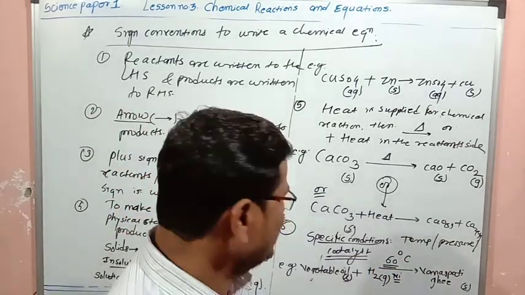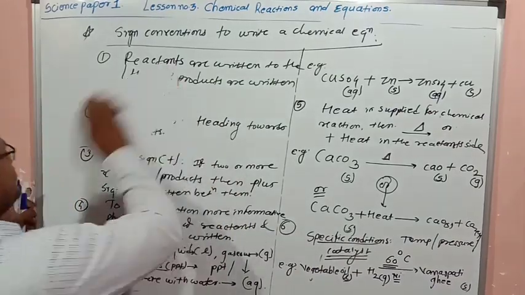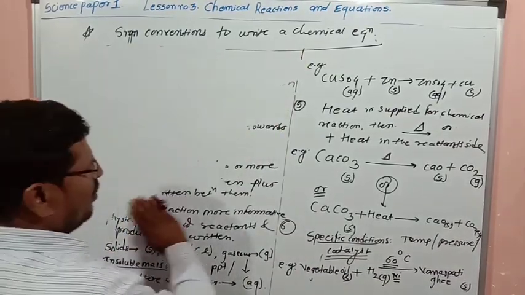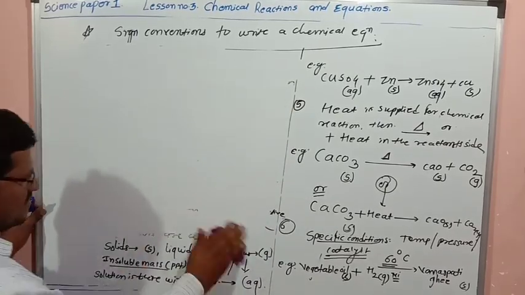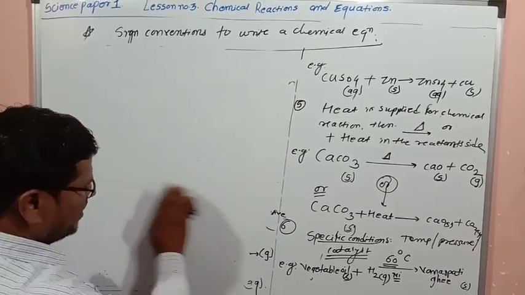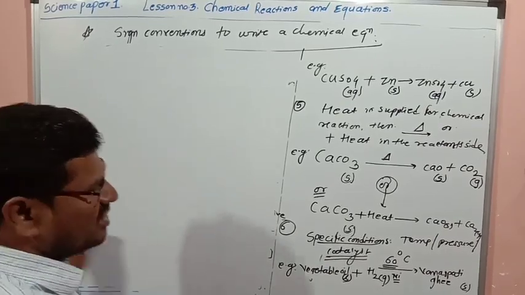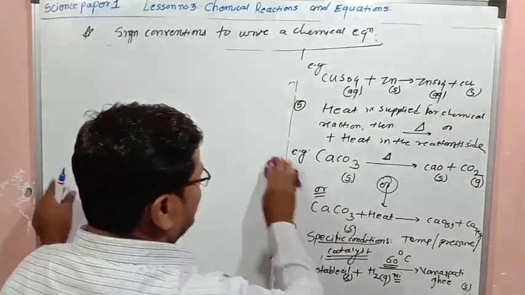And the seventh point is there. In the seventh point, you have to write the concentration of the reactants. What is the concentration of the reactant? And that concentration you have to write.